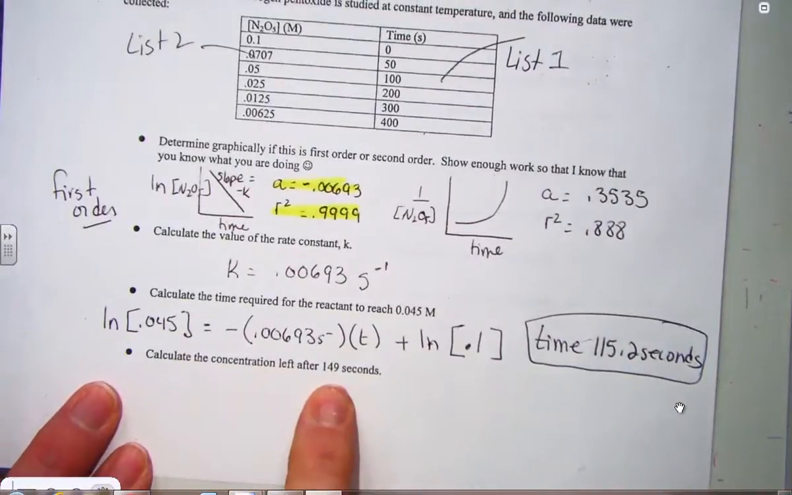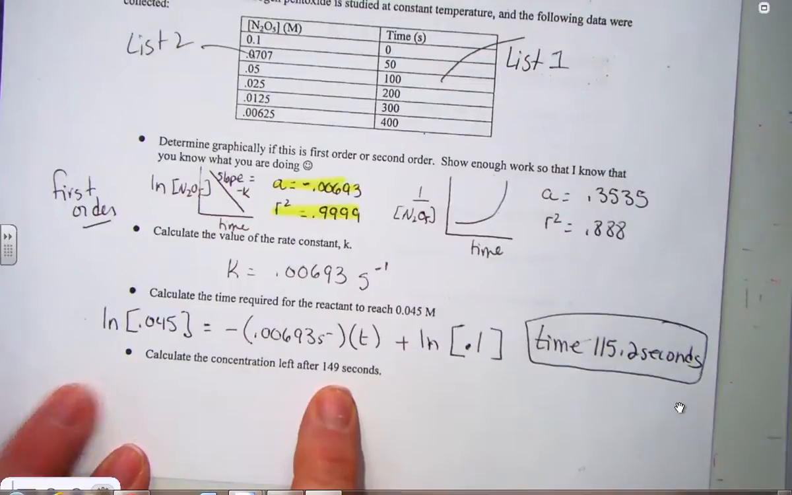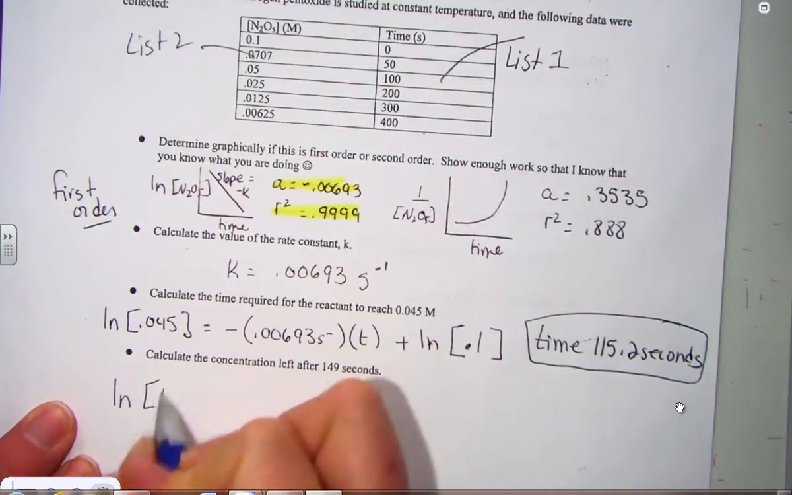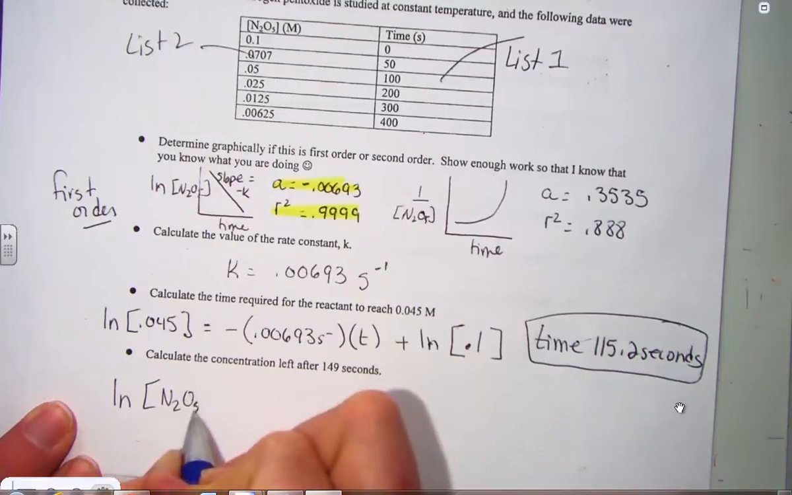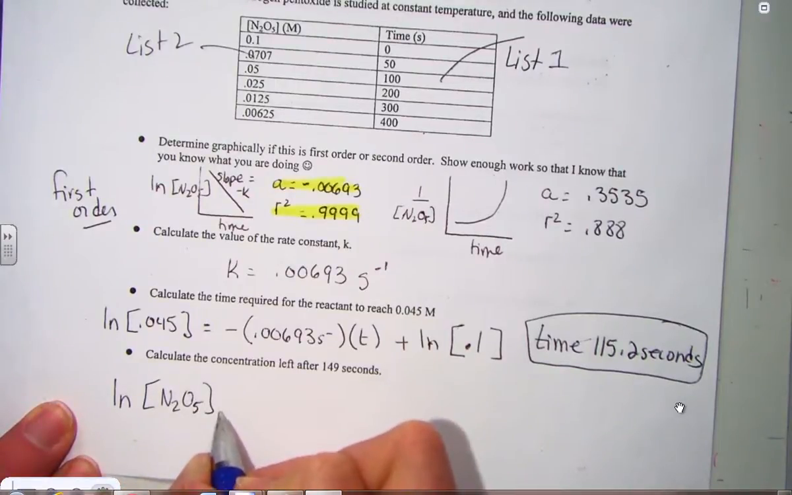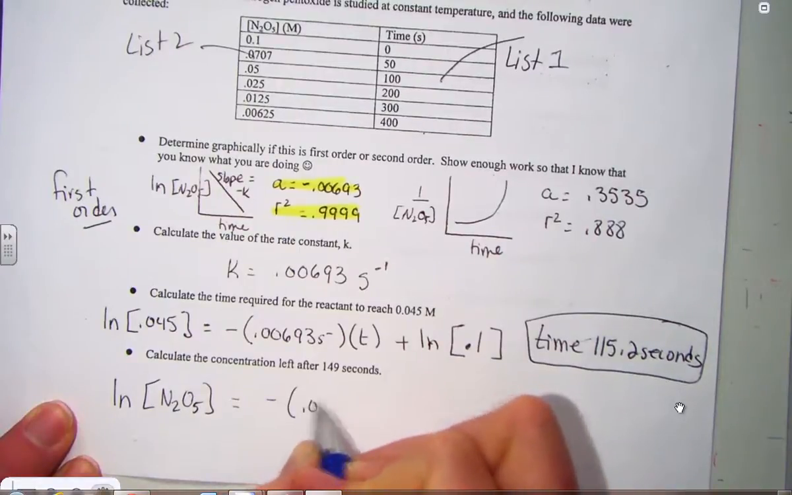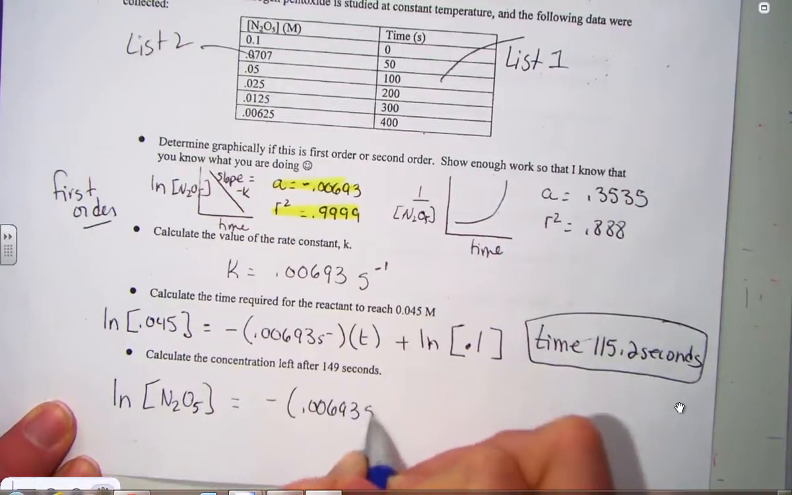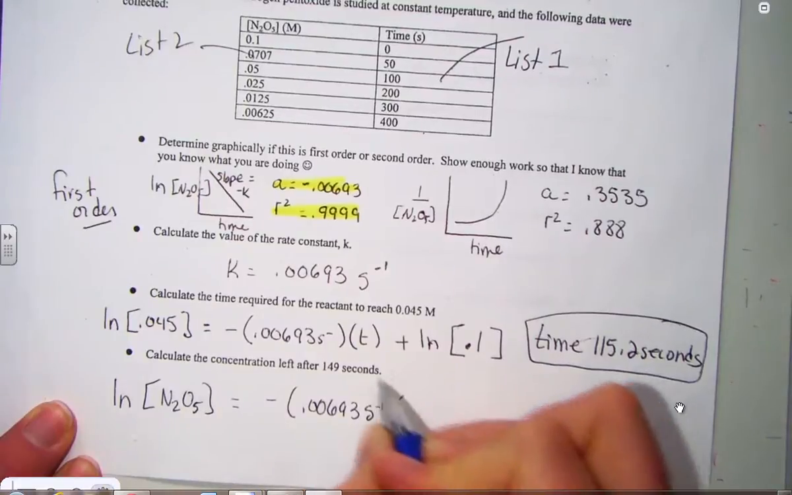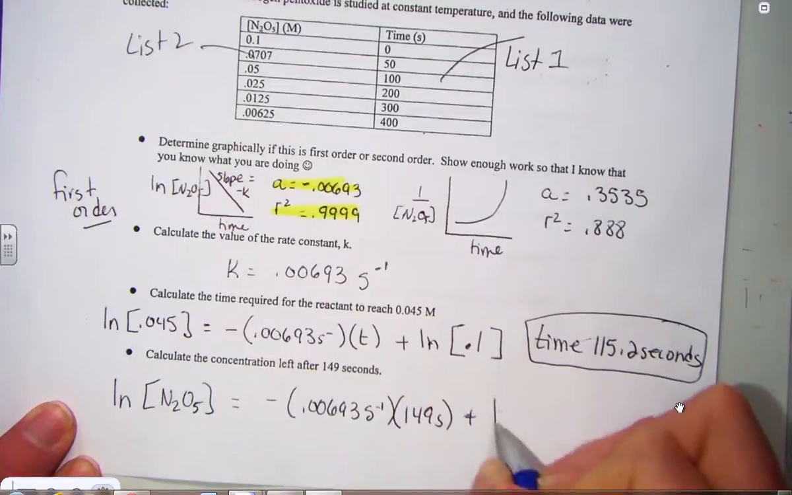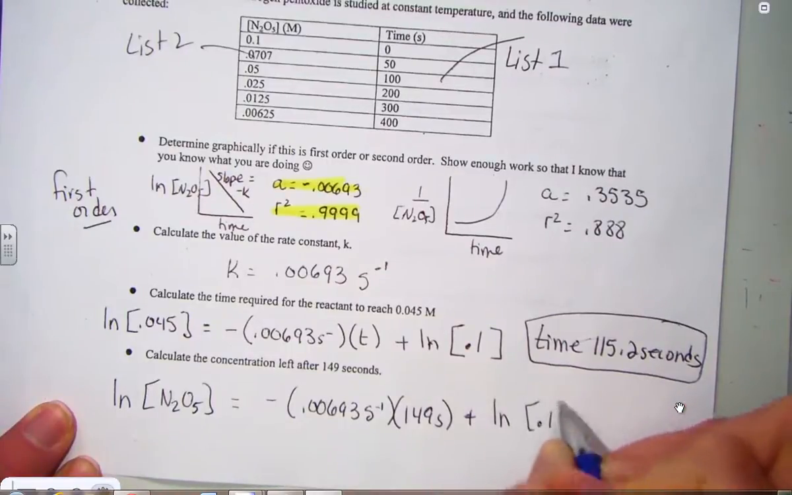Calculate the concentration left after 149 seconds elapsed. So now we'd like to know how much N2O5 remains after a certain time went by. So same equation, we just have a new target. The 149 is our time, plus the natural log of the original value.